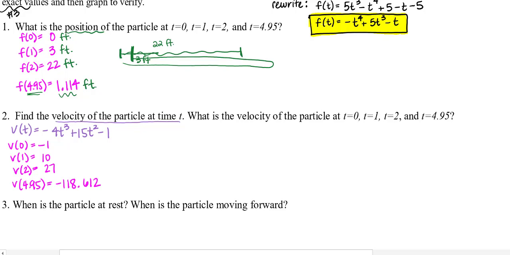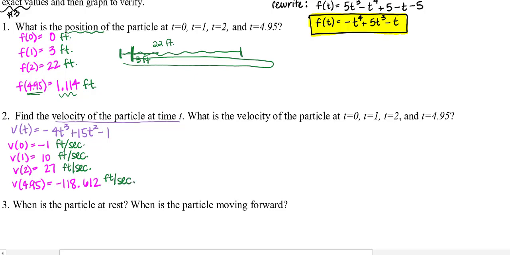Okay, so now I need a label. So what would the label be of my velocity? Since velocity is a derivative or instantaneous rate of change, it's going to have to be a rate, something per something. So my output was in feet and my input was in seconds. So these are all feet per second.